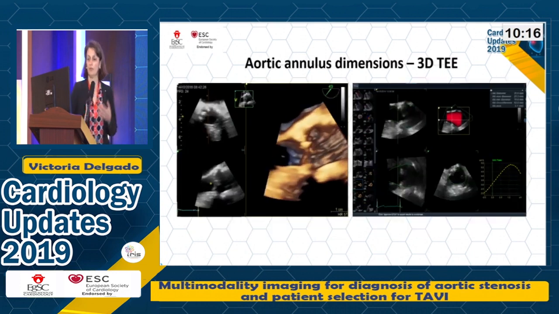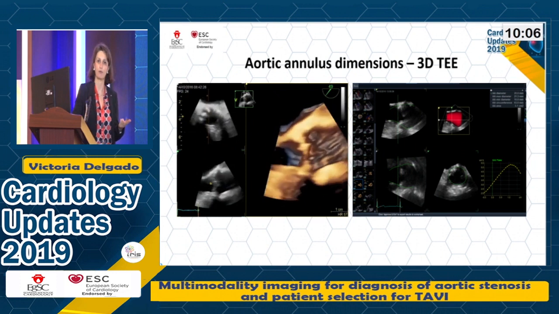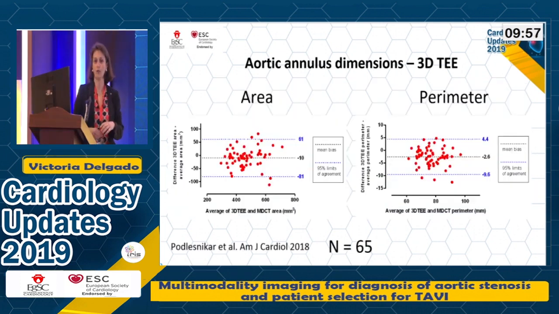Now, is three-dimensional echocardiography also useful? Indeed, there are several advances. The image quality has improved, and there is software that can analyze the aortic annulus probably automatically with minimal interaction by the observer. And we have shown that compared to CT, when we assess the area or the perimeter of the aortic annulus, the bias between the echo and the CT is close to zero. But the limits of agreement are rather broad. What does it mean? That maybe in some patients it can make us doubt between two sizes of the prosthesis.